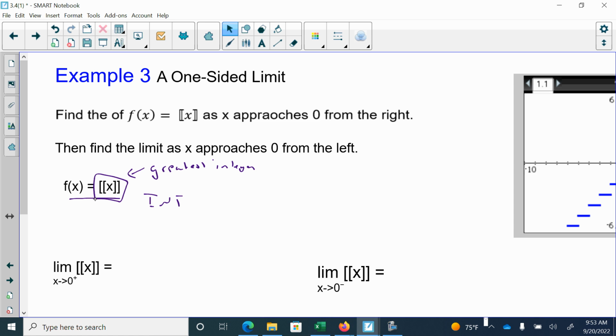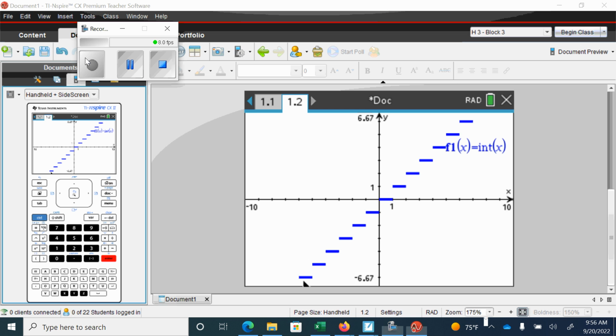Any number with int here? X. You're graphing. Int. Are you graphing? Yeah. Alright, so this is a graph. Everyone good with the graph, yes?